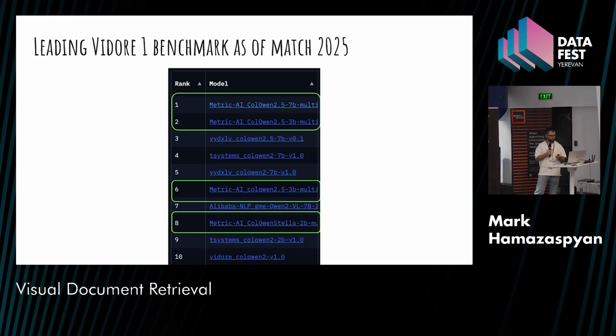Let me show the results. As of March 2025, in the Vidore benchmark, we were scoring the highest rankings. For a month or 2 or 3, we were in the first positions with the 7B and 3B models. And the smallest model, which was 2 billion, is in the top 10.